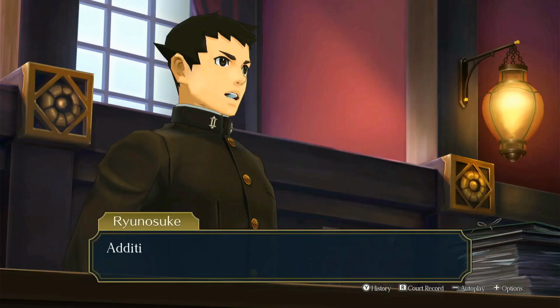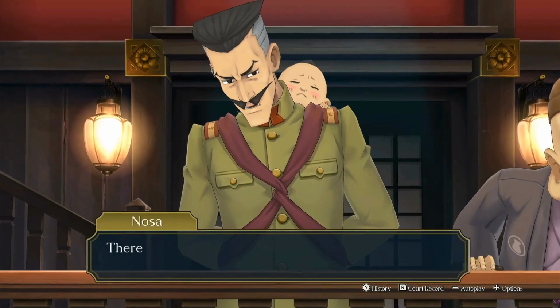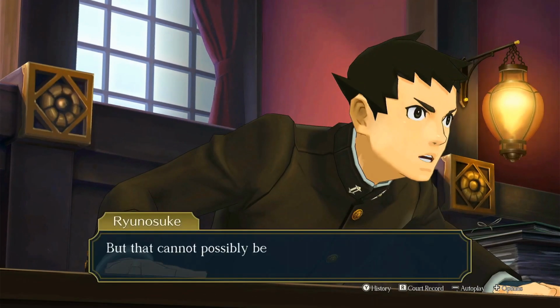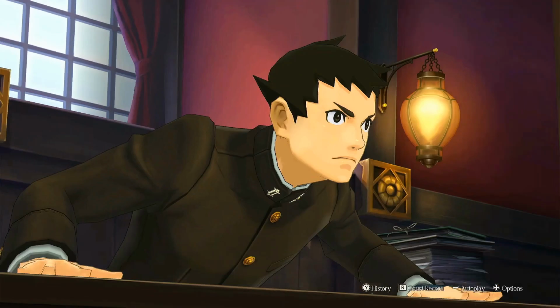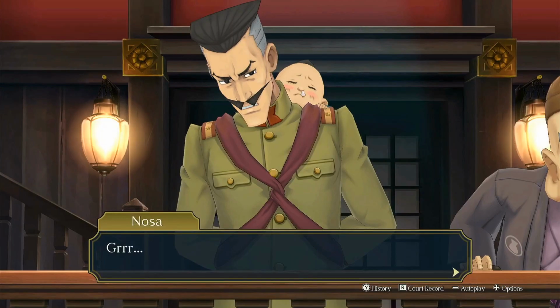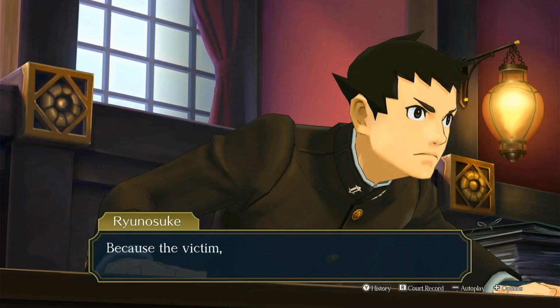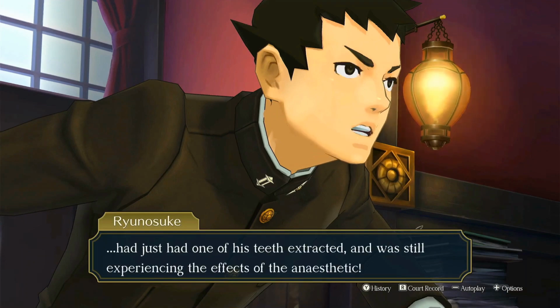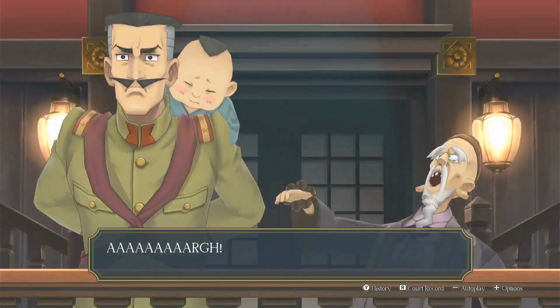No. Additionally, there's more. You have assured the court with unwavering self-confidence that the victim was dining alone. But that cannot possibly be the case. Because the victim, as we now know, had just had one of his teeth extracted and was still experiencing the effects of the anesthetic.